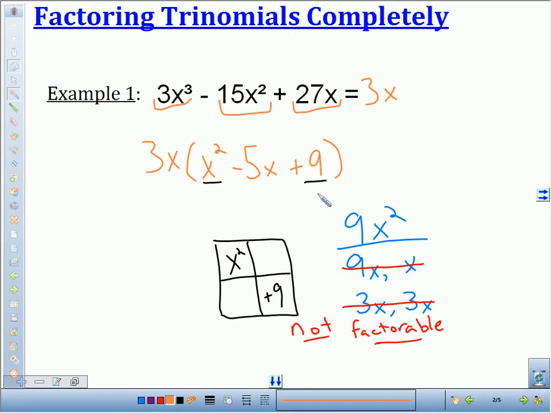So we can't factor this trinomial. We're just going to have to leave it the way it is. But we did factor out this greatest common factor, so that has to be part of our answer. 3x times x squared minus 5x plus 9, which is not factorable. And that is our final answer.